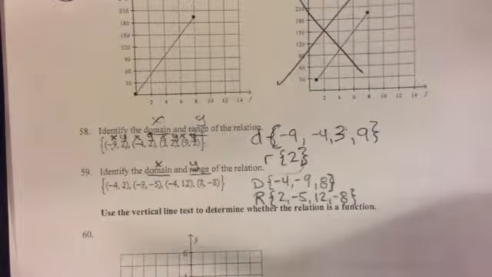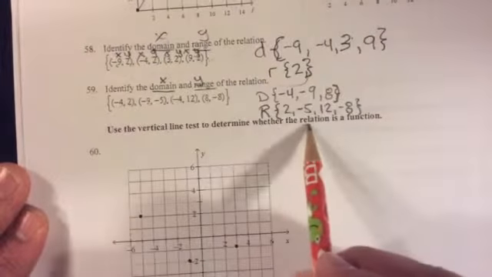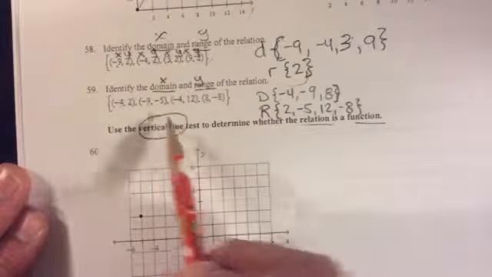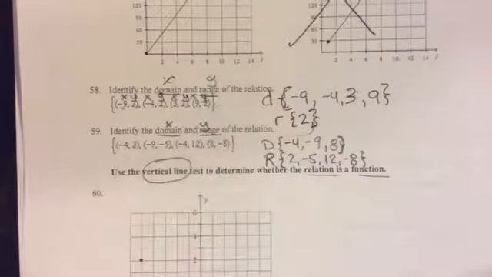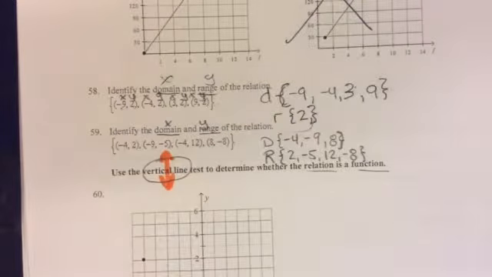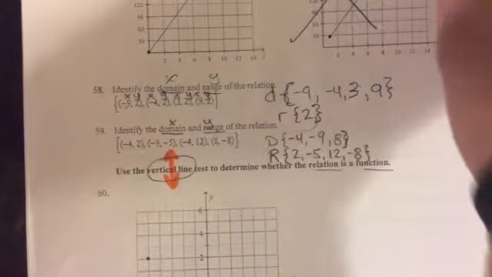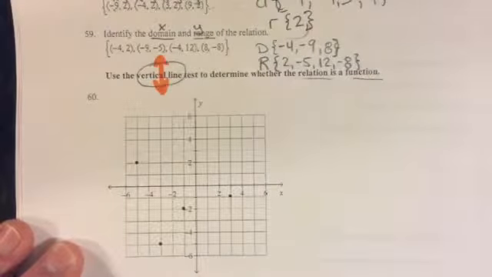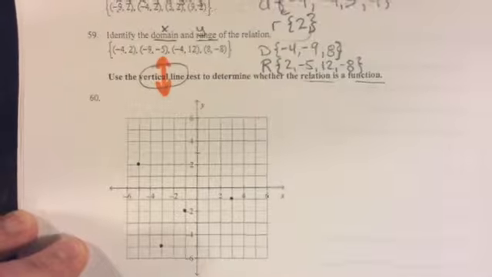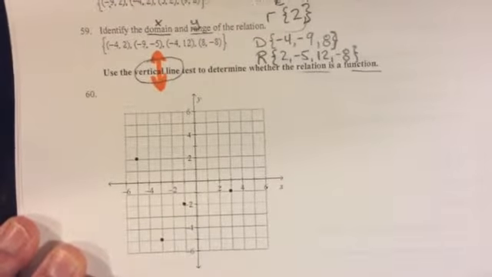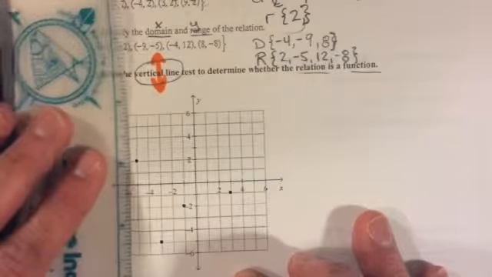The next item here is to decide whether the relation is a function, and one way we can do this is by using the vertical line test. Keep in mind that a vertical line is a line that goes up and down, and what we're going to do is draw lines through all of our points here, and what we're trying to see is if our vertical line is going to go through one or more than one point at a time. So I'm going to go ahead and do this here.